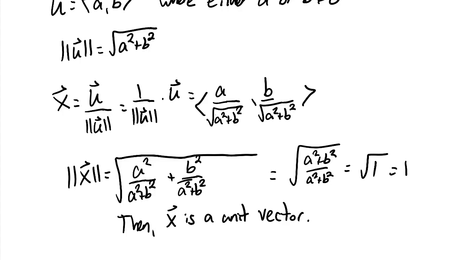Okay, so when we multiply by a positive scalar, we're not changing the direction. If we multiply by a negative scalar, what it's going to do is reverse the direction.